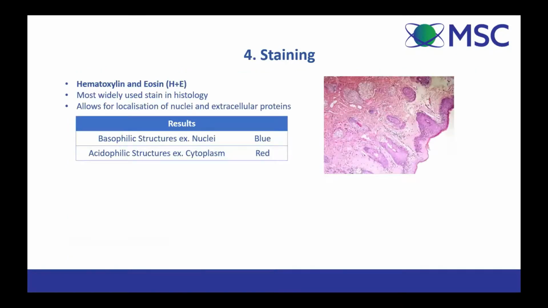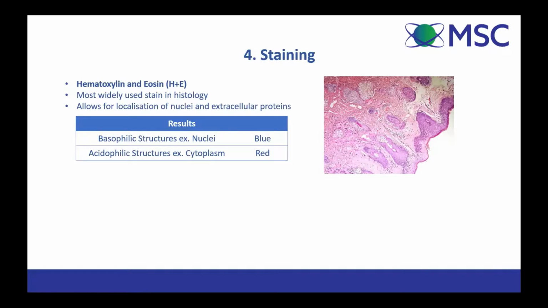So I'm just going to go through some of the really common stains though that everybody uses. This first one is called hematoxylin eosin, and it's commonly just referred to as H&E. This is actually the most widely used stain in histology, and it allows for localization of nuclei and extracellular proteins. And so you can see in the picture here that this staining works on the basis of basophilic structures and acidophilic structures. So basophilic being basic, like nuclei, DNA, RNA, they will all stain blue.